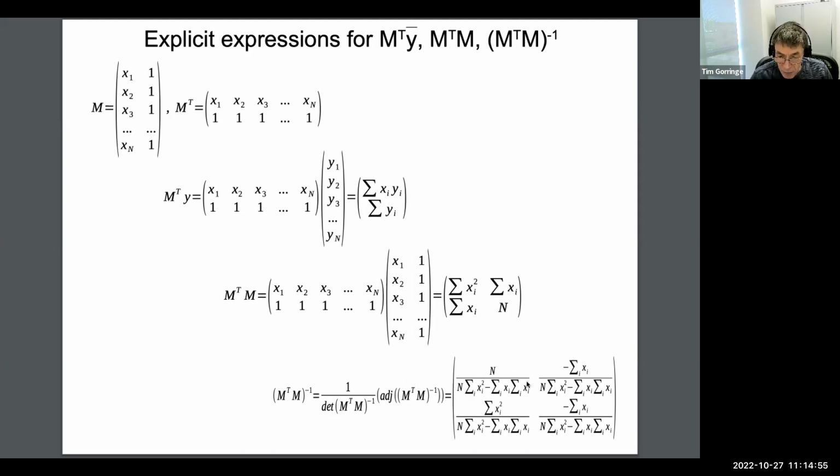And actually, this might be familiar to you also. This 2x2 matrix here, we saw before when we talked about the uncertainties in the slope and the offset and the correlation between them.